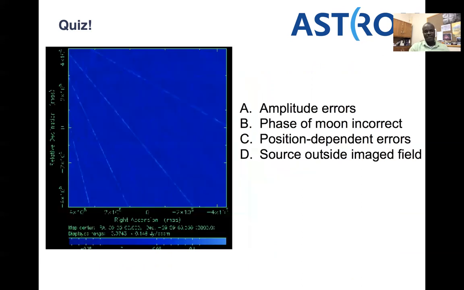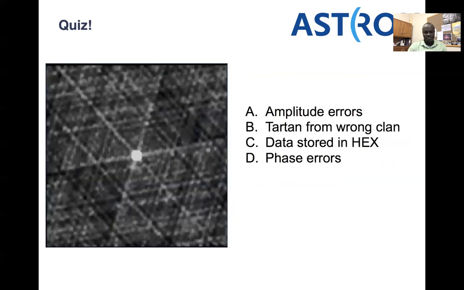What about that? Is that amplitude error or phase of moon that is incorrect? Or is this a position dependent error? Is it a source outside the imaged field? Is this amplitude error, or is it Titan from the wrong clan? Is this some alien or data stored in hex? Or is this phase errors?